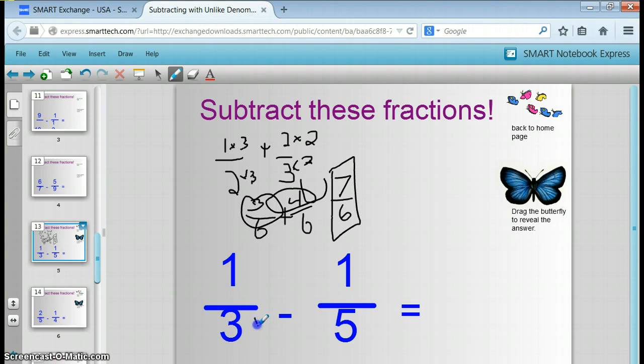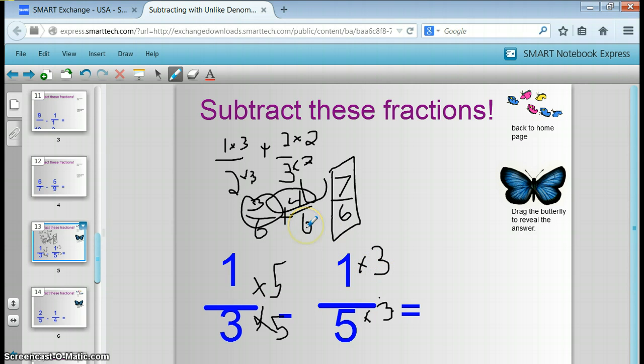We want a common denominator. So if you could think of a least common multiple, you can use that. And if you can't think of one, just multiply the denominators by each other. I'm going to take this one times 3, and I'm going to take this one times 5. Whatever I do to the bottom, I do to the top.